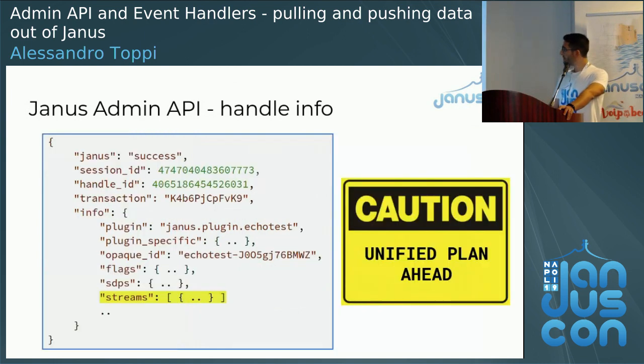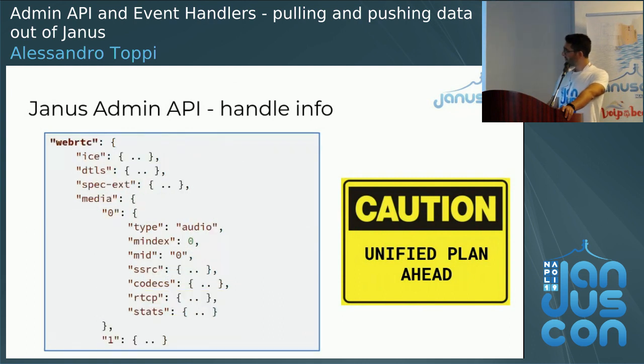Now, this is a public service announcement. We have a unified plan branch that will be merged sooner rather than later. Once this merge has been concluded, the streams object will be replaced by the WebRTC object. In this object, we have rearranged all the data inside the handle info response in, let's say, a better way, in my opinion. And obviously, we had to cope with unified plan by splitting information by media IDs.